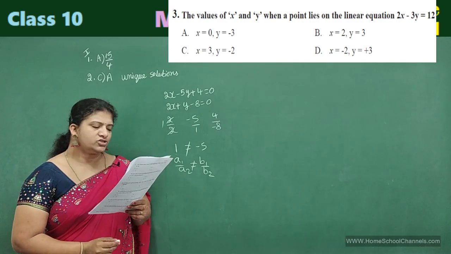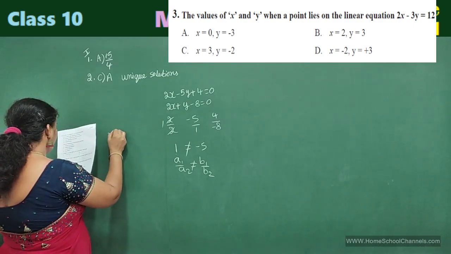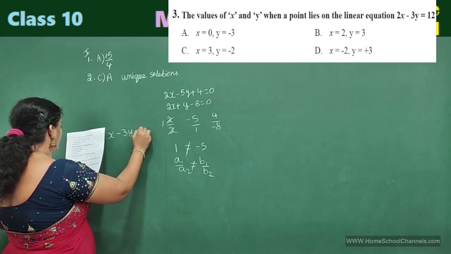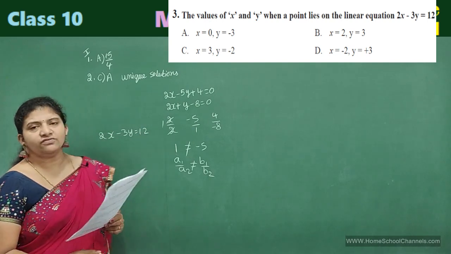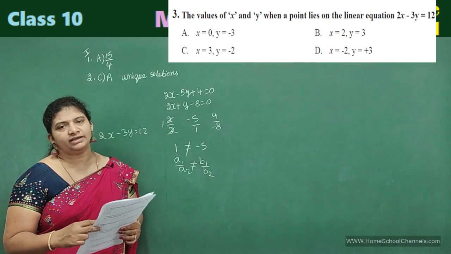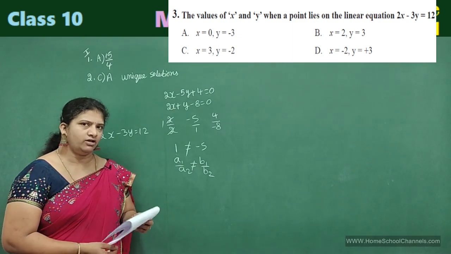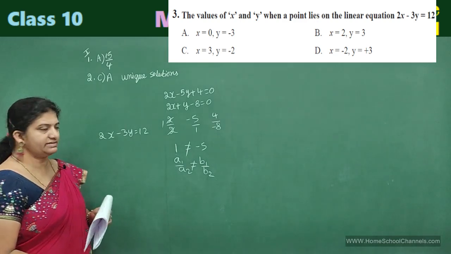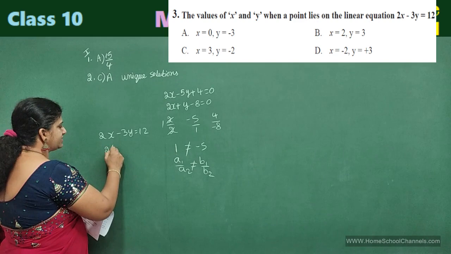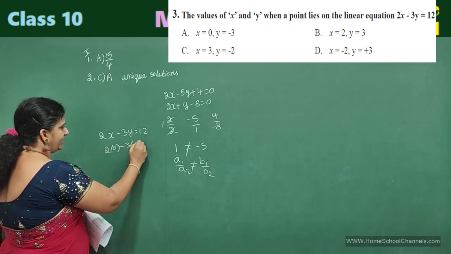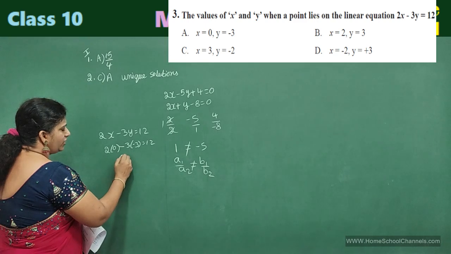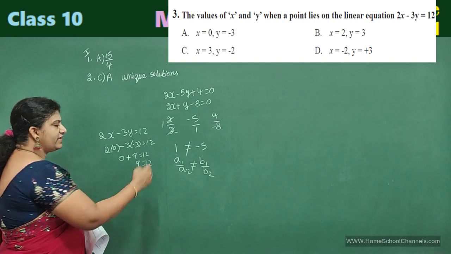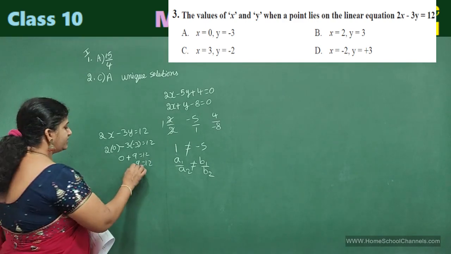Third one, the values of x and y when a point lies on the linear equation 2x minus 3y equal to 12. So how can we solve this? By using options we can solve. X equal to 0, y equal to minus 3. Let us substitute. 0, minus and minus plus, 3 3s are 9, equal to 12. First option, will it satisfy? No, this is a wrong option.